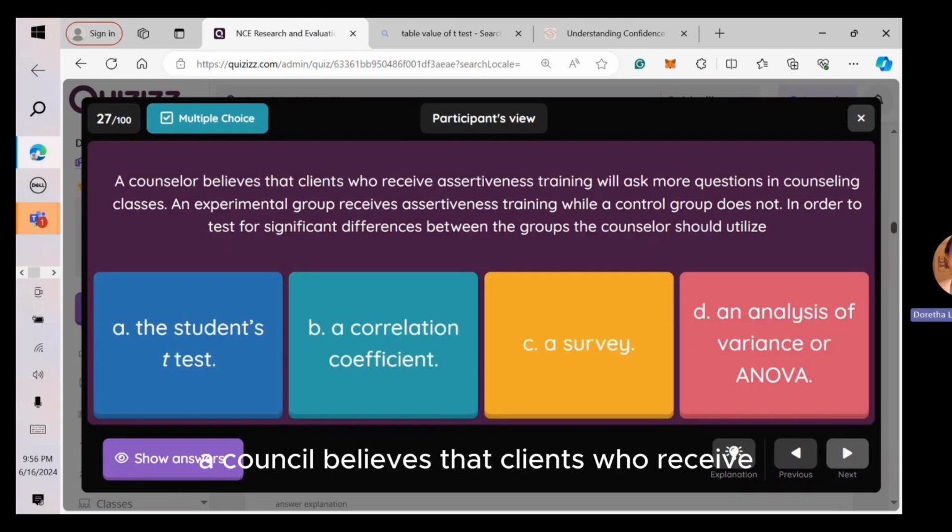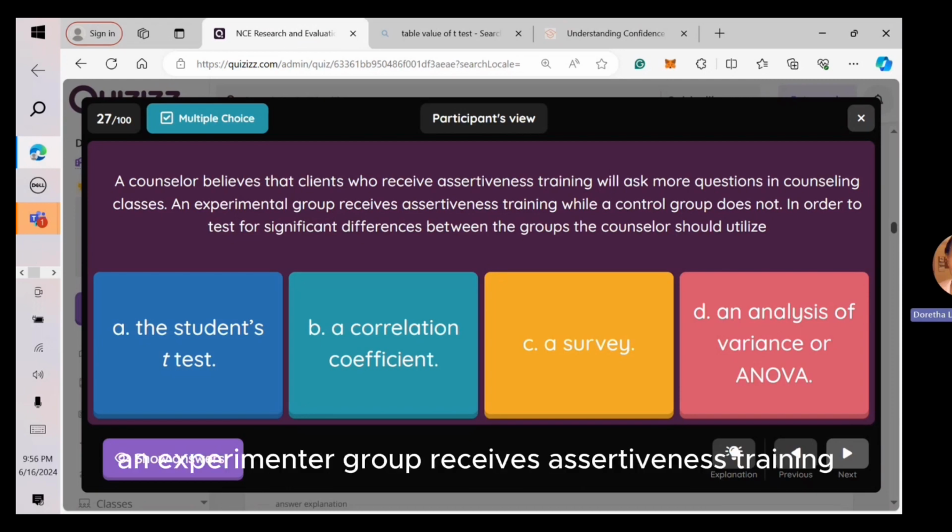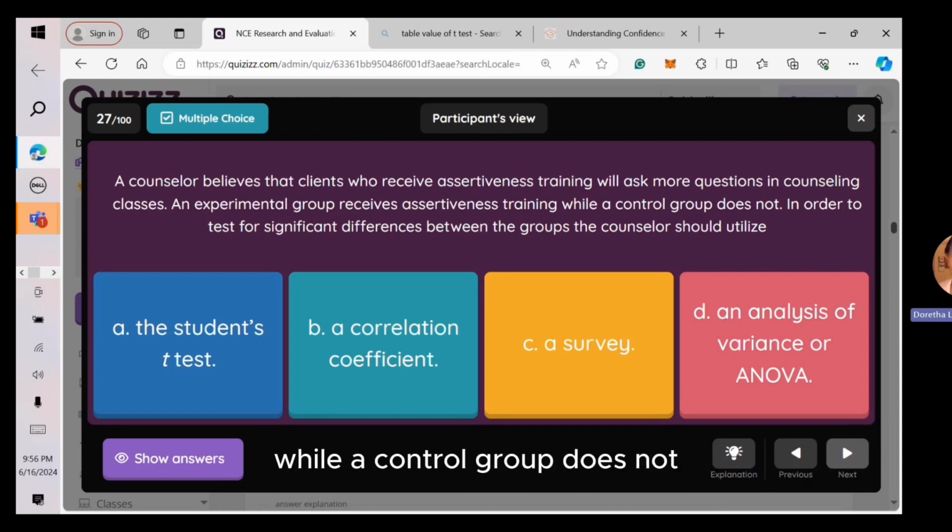A counselor believes that clients who receive assertiveness training will ask more questions in counseling classes. An experimental group receives assertiveness training while a control group does not. In order to test for significant differences between the groups, the counselor should utilize A, the student's t-test, B, correlation coefficient, C, a survey, or D, an analysis of variance, or what's called an ANOVA.